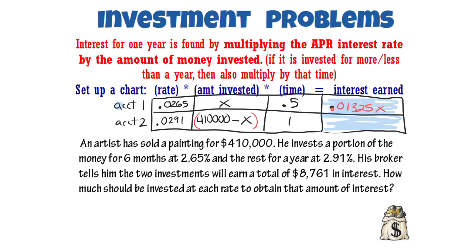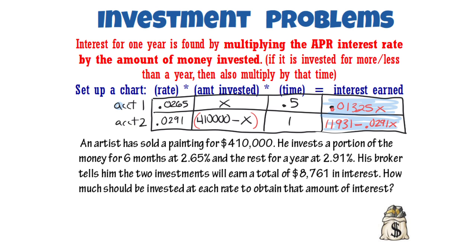0.0291 times the 410,000. I could wait till later to distribute, but I didn't leave myself much room to work, so I'm going to take advantage of this space right here. When I distribute, I get 11,931 minus 0.0291x, and I'm in luck because it's a 1, so I don't have to do anything with it. So now the question is, what do I do with these two values? These are the values that I'm going to use to set up my equation.